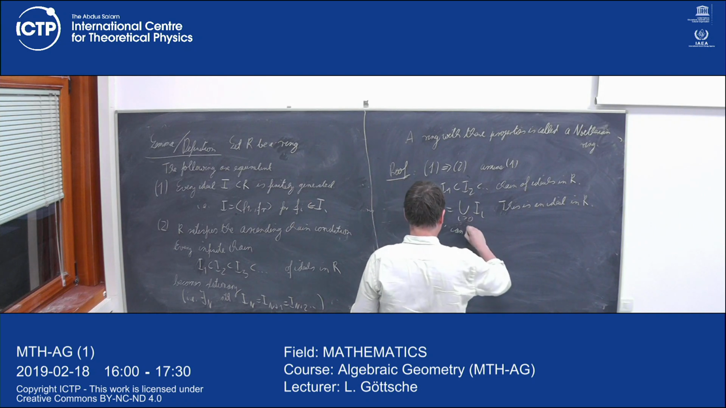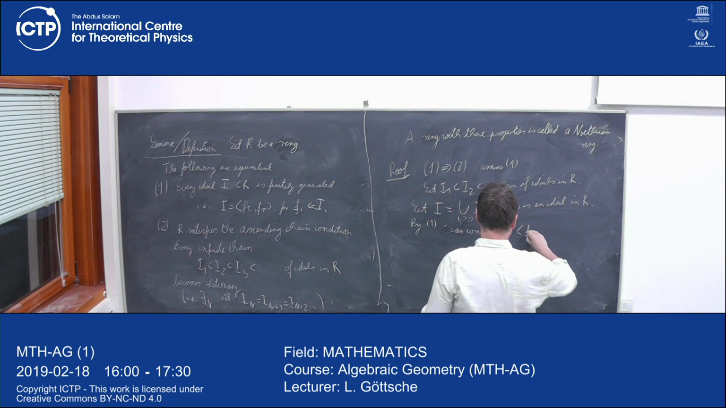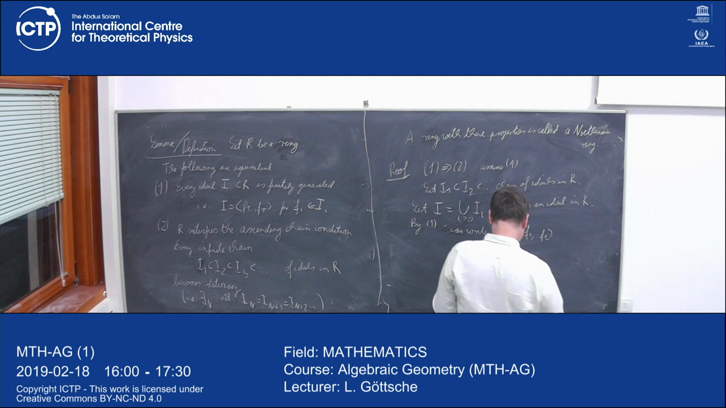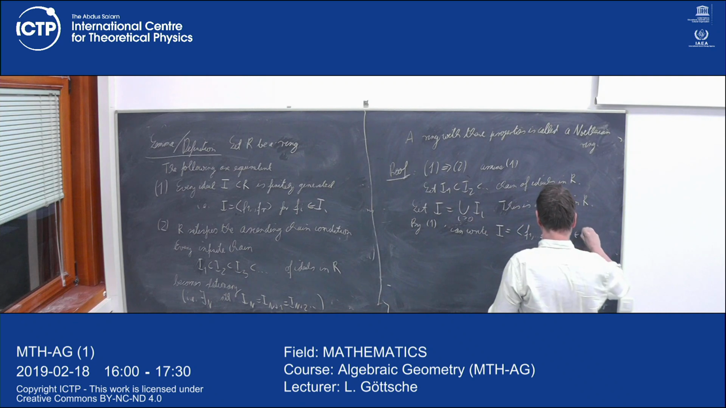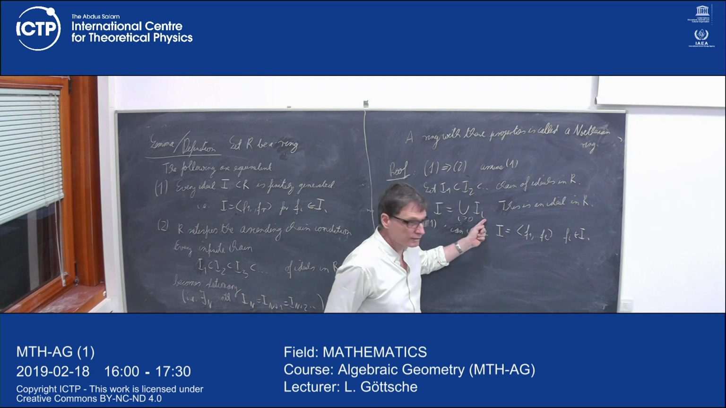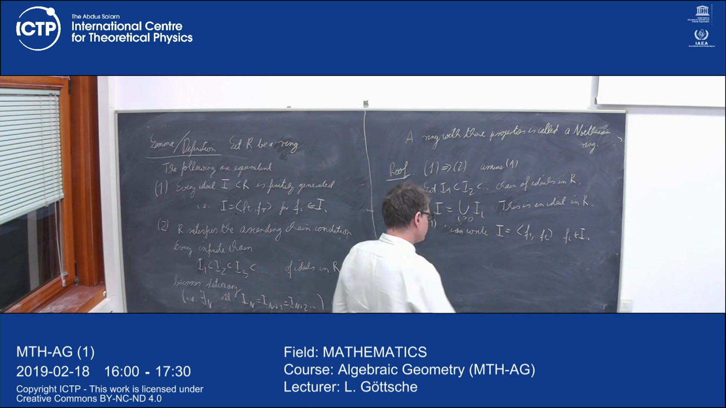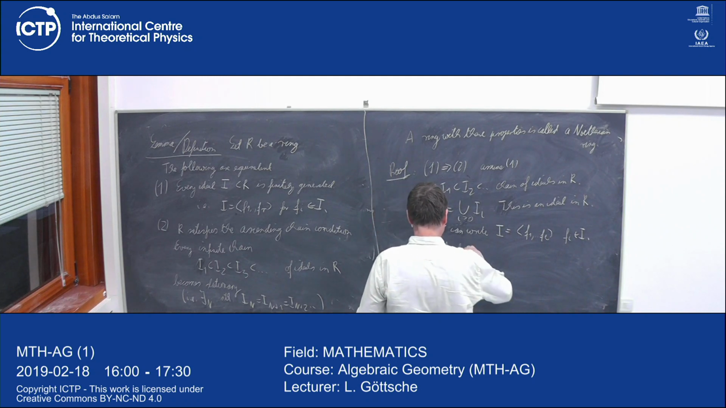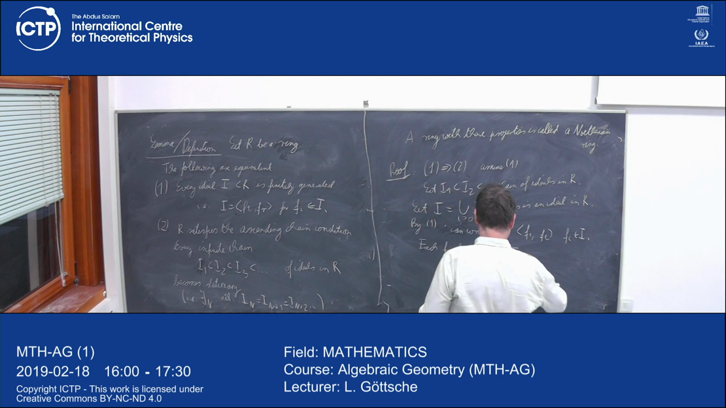We can write I is equal to (f1, ..., fl) for some elements. But I is the union over all of these, so each of these elements must lie in one of them. So each fi lies in some I_{ni}.